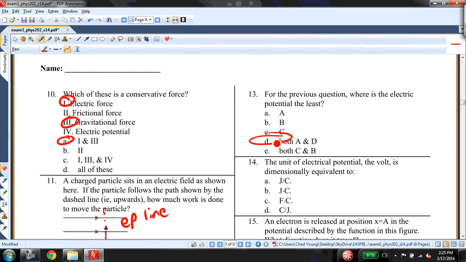Units of electric potential: the volt is dimensionally equivalent to what? Remember, potential at its very basic level is just energy per charge. And so if we plug in our SI units, that's going to be joules per coulomb. That is A.